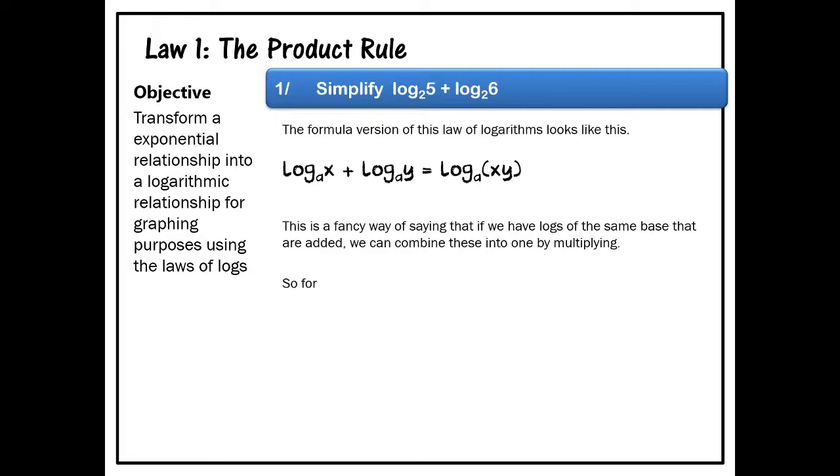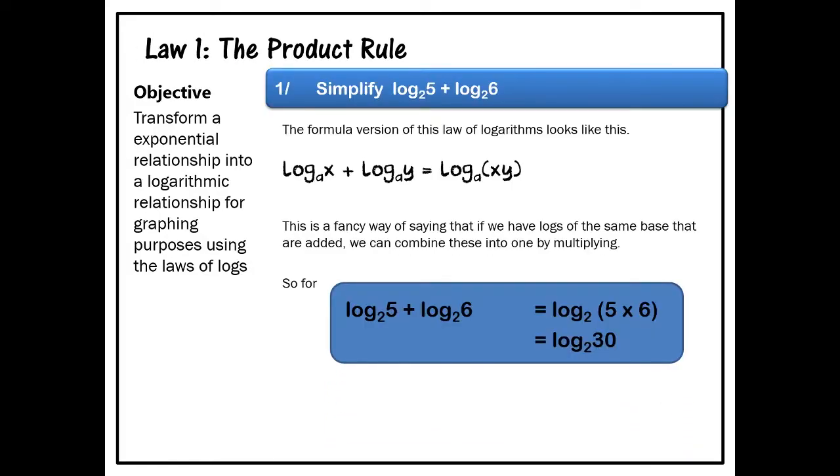So if I take the example that we have there, log to the base 2 of 5 plus log to the base 2 of 6 would be the same as log to the base 2 of 5 times 6. And 5 times 6 gives me log to the base 2 of 30, and you can just leave it like that. That is our first law of logarithms that we're going to see.